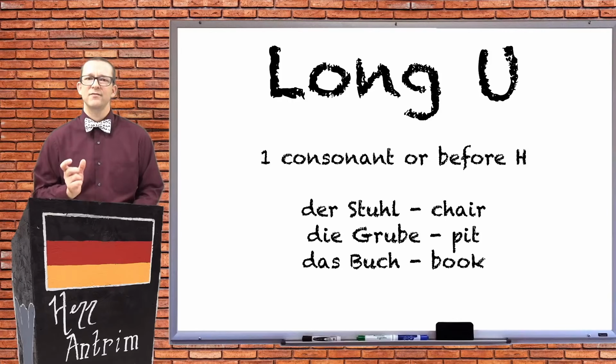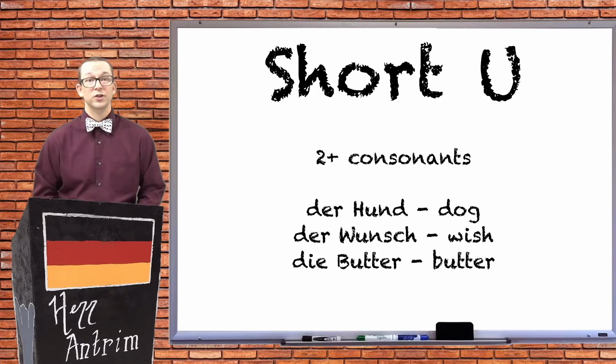The CH at the end of that word is actually treated as if it were one consonant, and therefore is sort of an exception to the rule of one consonant having the long sound. The short U is used before multiple consonants. For example, Hund, Wunsch, Butter.